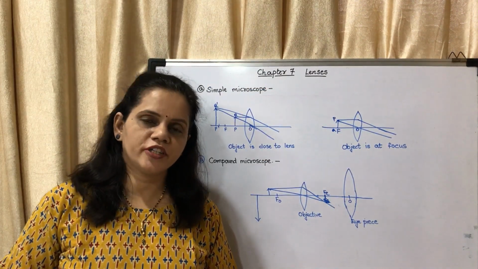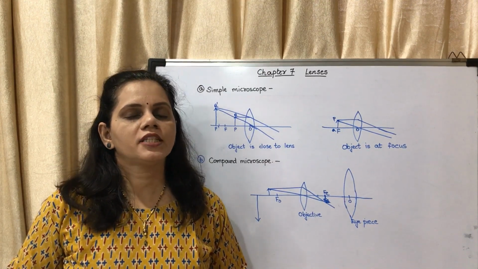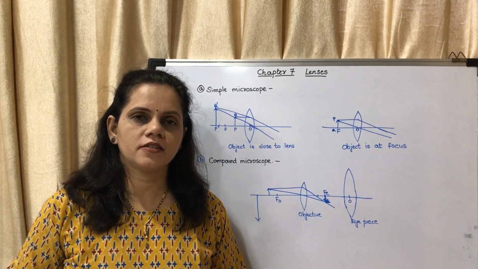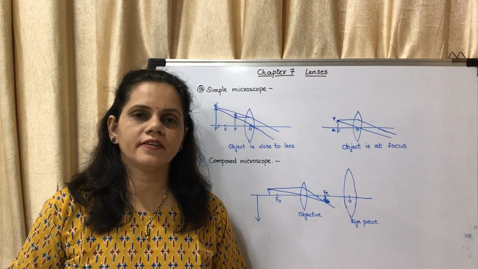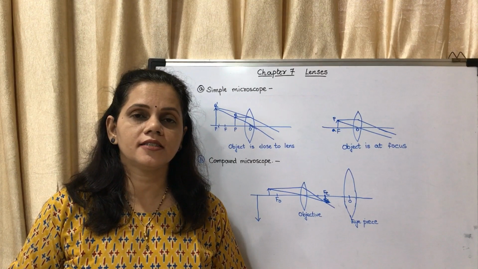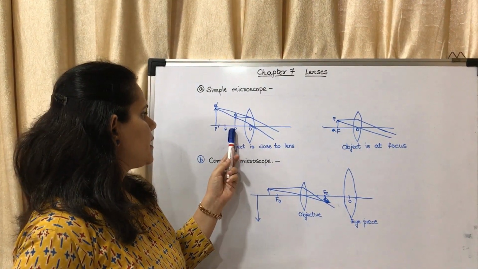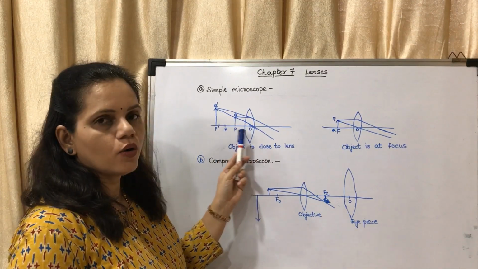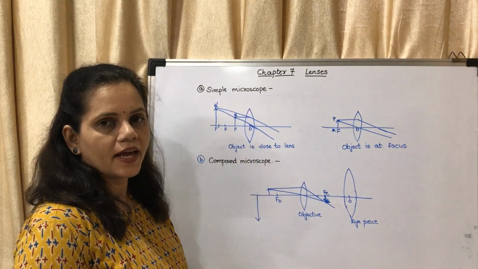The next is about uses of convex lenses. The first is about simple microscope. Actually, a simple microscope consists of a convex lens. It provides a virtual, erect and larger image of the object. Here the object is kept in between F and O. This is the lens. The object is kept between F and O.